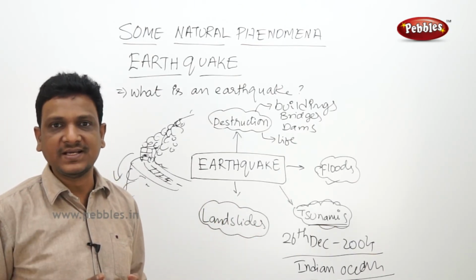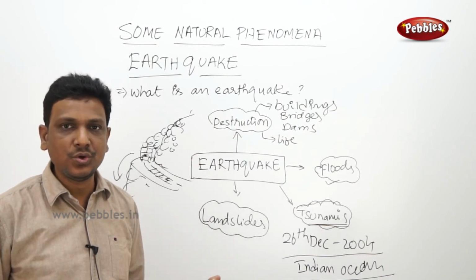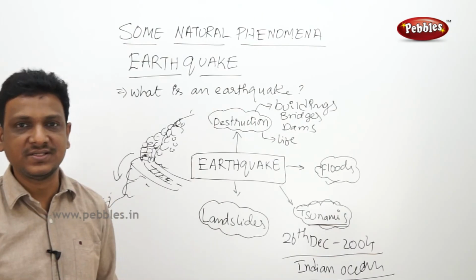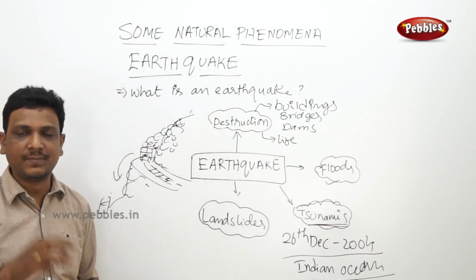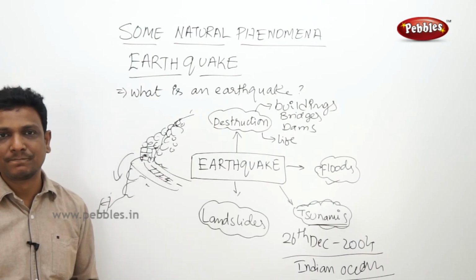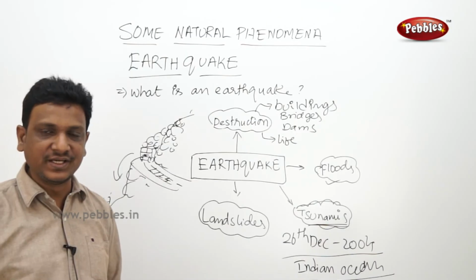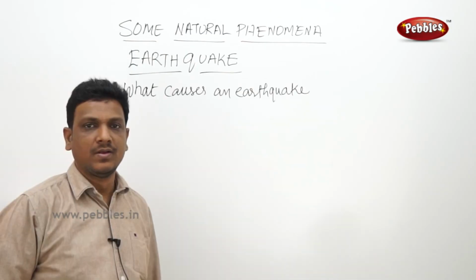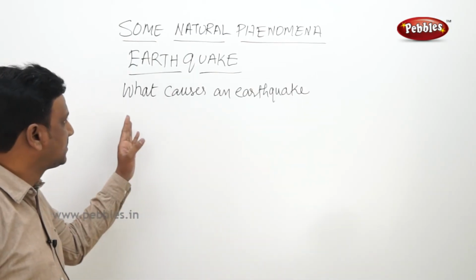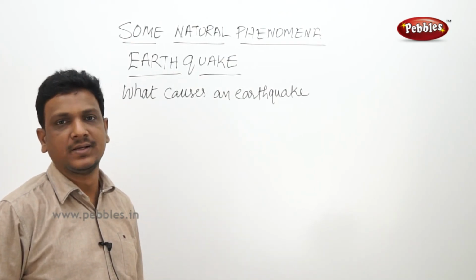Depending upon the severity, the damage will range from the falling of objects to the collapse of buildings, bridges, dams and all this. Its severity is measured on the Richter scale. So the Richter scale is the scale which measures the severity of the earthquake. Now let us see what causes an earthquake, the scientific reason behind it.